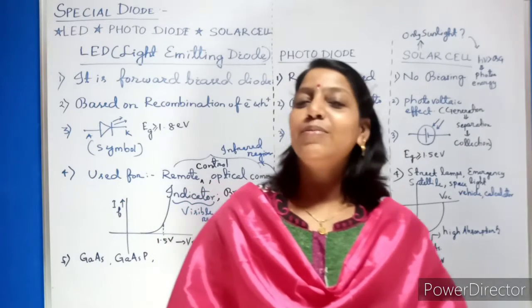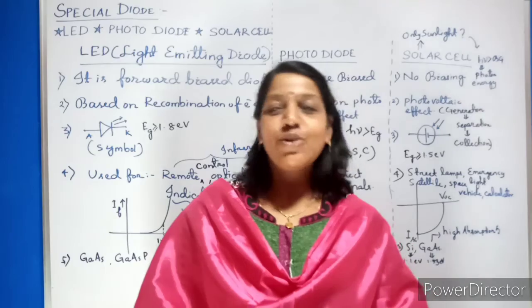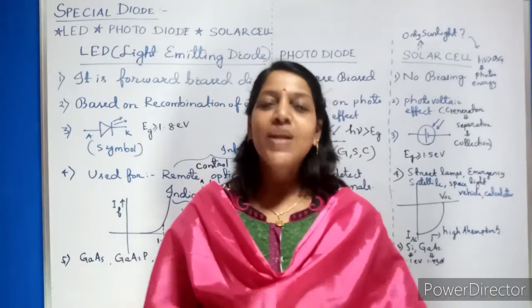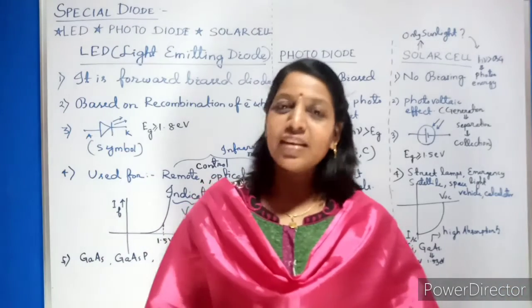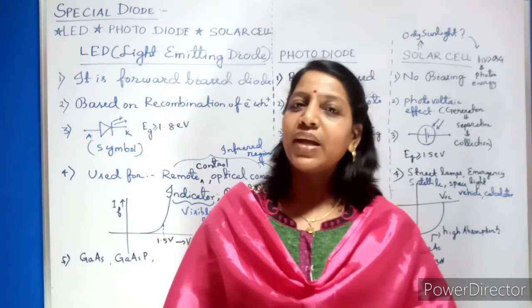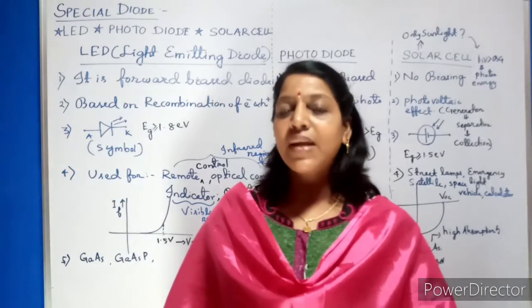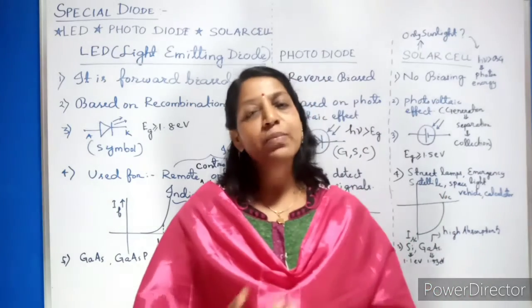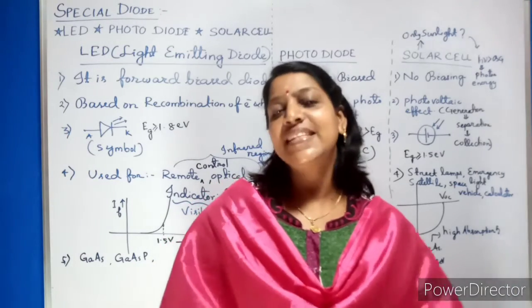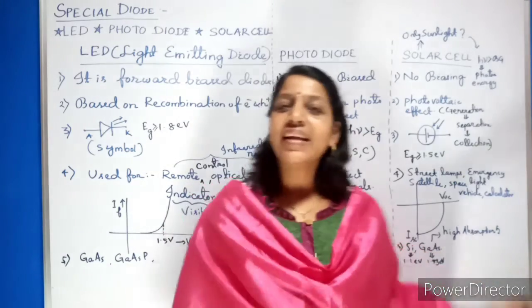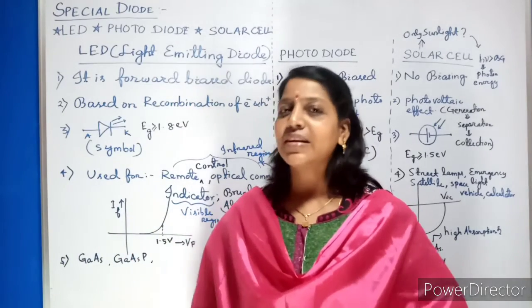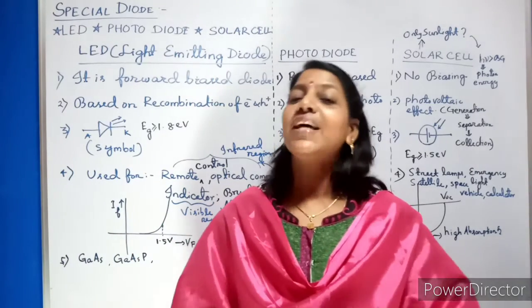I hope you get clarity about the LED, the photodiode and the solar cell. The LED is forward biased, the photodiode is reverse biased, the solar cell has no bias. The LED is based on the principle of recombination, the photodiode is based on the photovoltaic effect, that is generation, separation, collection. The solar cell is also based on generation, separation and collection, the photovoltaic effect, but without biasing. That's why its graph is in the fourth quadrant, while the photodiode's graph is in the third quadrant and the LED's graph is in the first quadrant. Always forward biased is the first quadrant, reverse biased is the third quadrant, and without any supply it will be the fourth quadrant.